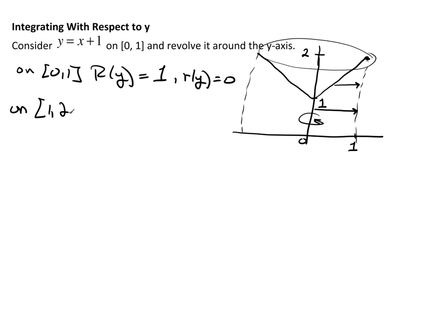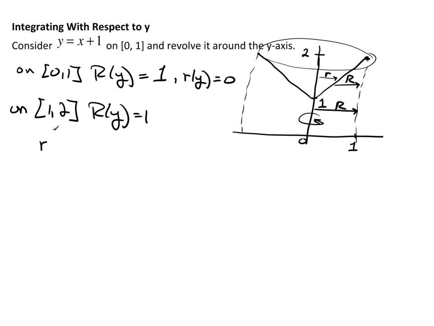On 1 to 2, big R of y, this outer radius, is going to be, well, it stayed 1. But this inner radius is now right here. See, this is big R, this is big R, this is little r. And what is that? Well, I need to figure that out.